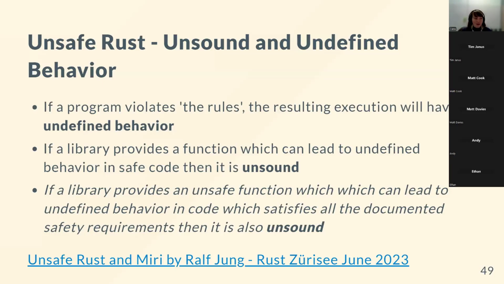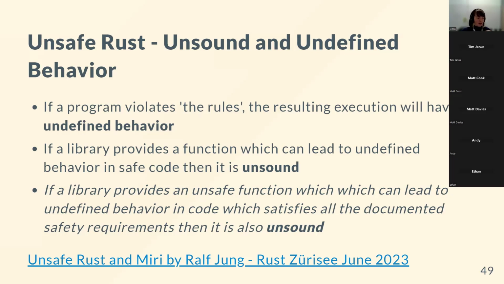When you're dealing with undefined behavior and unsafe code, it's good to clarify the difference between unsound functions and undefined behavior. If a program violates the rules that the compiler is allowed to assume are being upheld, then the resulting execution will have undefined behavior, because you have violated one of those rules. The optimizer has assumed those rules have all been upheld. Things can get shuffled around. Your code can do strange things because you didn't uphold the contract. But if a library provides a function which could lead to undefined behavior, then we call that unsound. So unsound means it could produce undefined behavior.